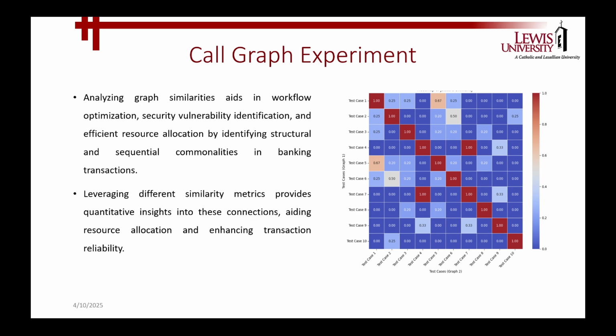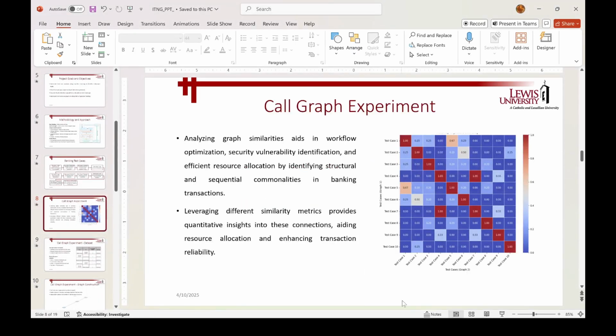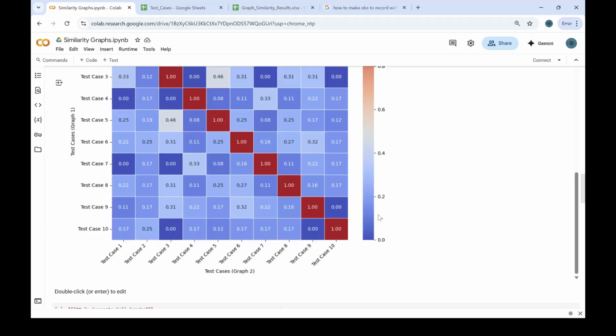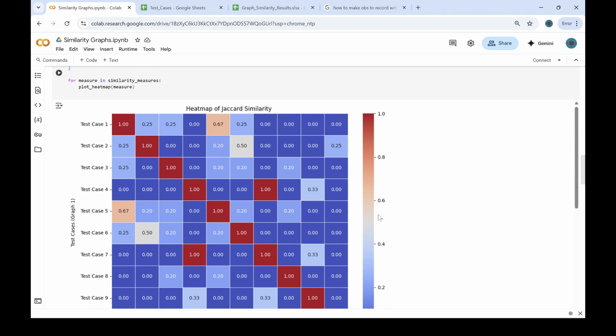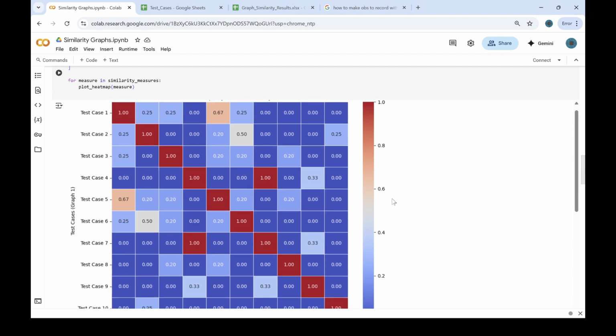Let me show you here. So, coming to this heat map of Jaccard similarity, which measures edge level commonalities between call graphs. And here the darker cells represent higher similarities.